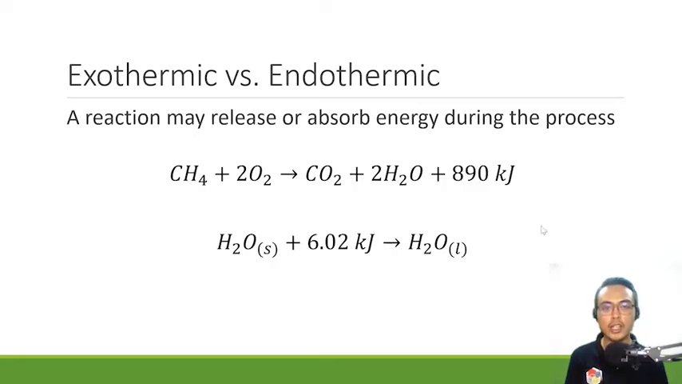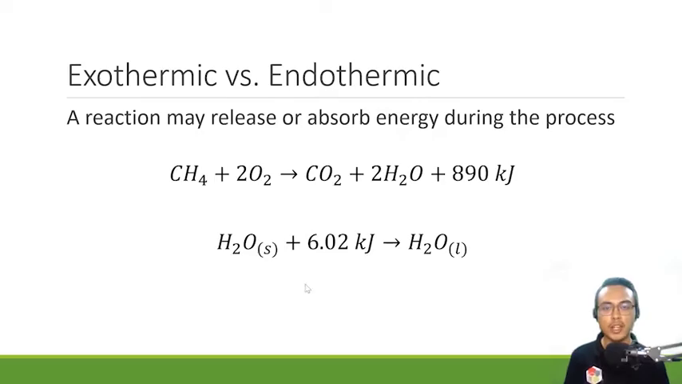So this is your heat term. That means that this amount of heat is being released by the process. How can I say that this is being released by the process? That's because the 890 kilojoule term is part of the product, meaning the release of heat is one of your products. This is what we call an exothermic reaction. Exo meaning outside and thermic meaning thermal energy. So it basically means the release of thermal energy.